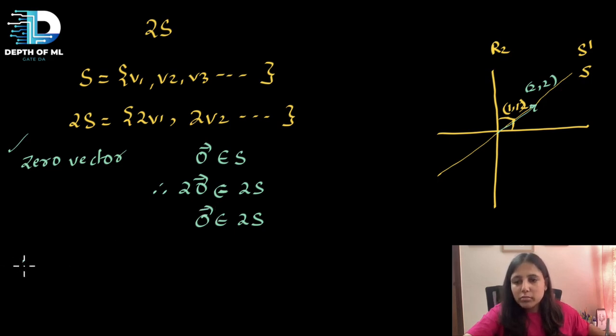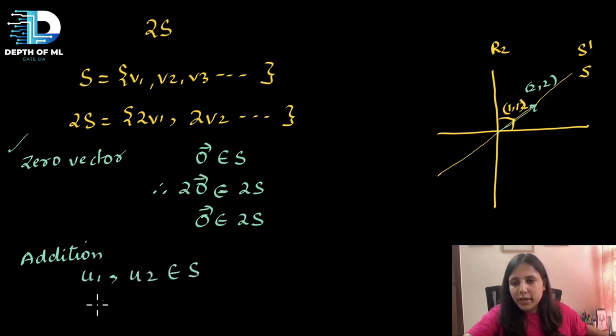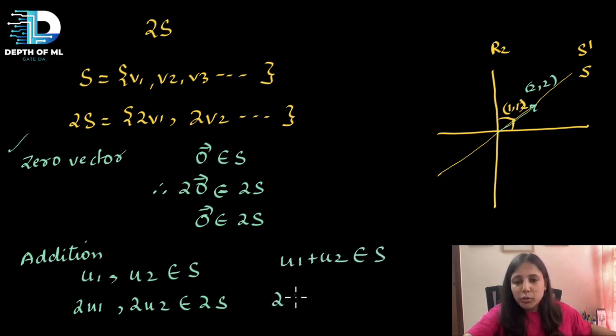Now what about the addition? Is this closed under addition? So I know two vectors u1 and u2 belong to S, right? Now 2u1 and 2u2 will belong to 2S. Now I know u1 plus u2 belongs to S. Then I have to check whether 2 times u1 plus 2 times u2 belongs to 2S. I have to check this. So how will I check this?